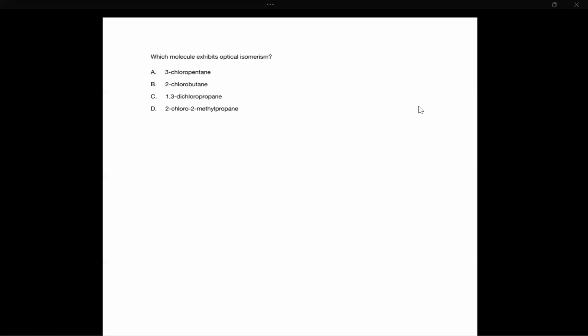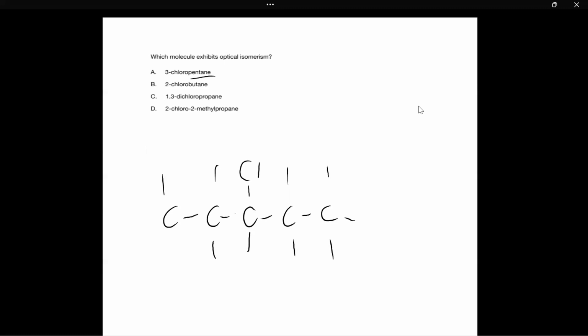So let's see how I would do this. I'm just going to start with A. I'm going to draw A out. It's a pentane, so that means it contains 5 carbons. I'm just going to draw the 5 carbons first. Okay, that's 5 carbons. And it says 3-chloropentane. That means it's a halogenoalkane, and the chlorine is located on the 3rd carbon, so that would be this carbon. And I'm not going to fill out the hydrogens. I think you get the idea.